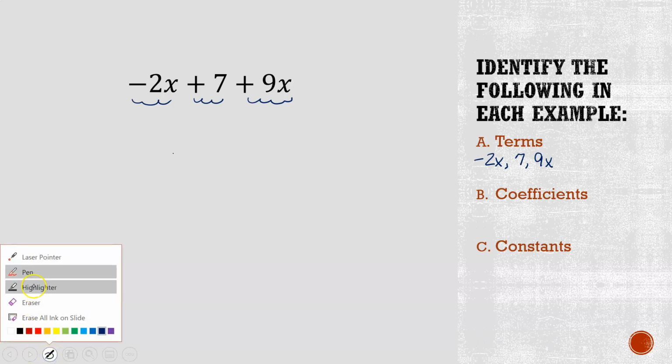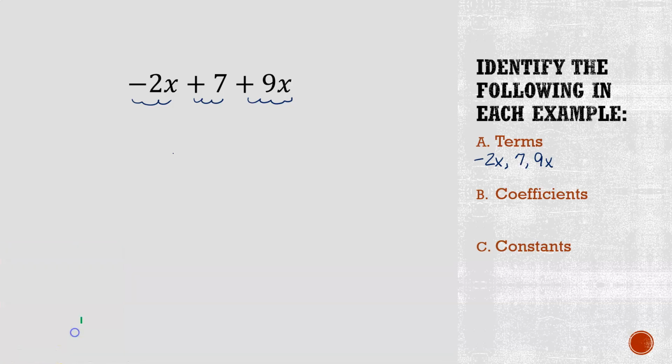The coefficient is the number before any term with a variable. So let me get a highlighter here. Let's do green. So that will be any number before a variable, and that includes the sign. So those are the coefficients. So my coefficients are negative 2 and 9. If you remember, constants are terms without variables. So we only have one of those here, and it's 7. And remember, you take the sign.